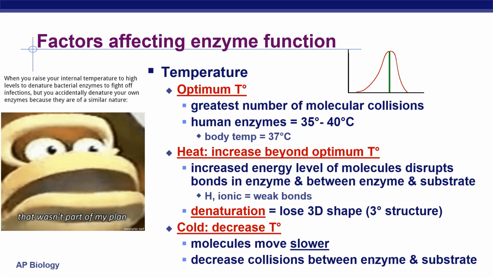Now, heat beyond the maximum temperature will actually increase the energy level of most molecules. The problem is, that will speed up the reaction to an extent, but it ends up creating a problem where the bonds within the enzyme itself will start being disrupted and falling apart. Remember, hydrogen and ionic bonds are kind of weak, and the more energy you have in these molecules, the more likely they are to fall apart. The enzyme and substrate itself is held together by hydrogen and ionic bonds. If they can't hold together, the reaction just won't take place and the substrate will fall off the enzyme.